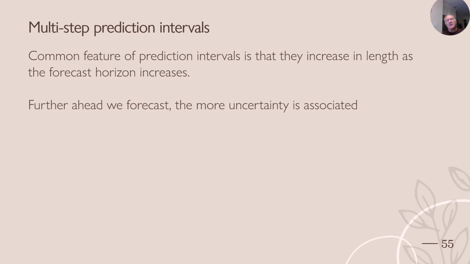So in multi-step prediction intervals, the common feature of the prediction interval is that they increase as the length of the forecast horizon increases. So the further ahead we forecast, the more uncertainty is associated.